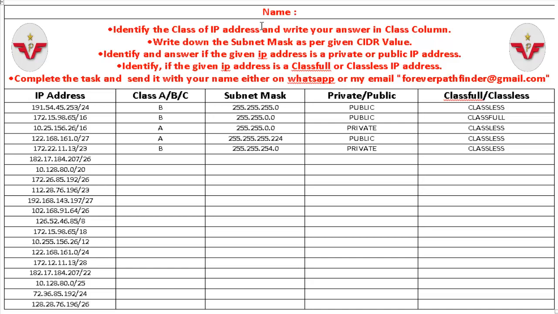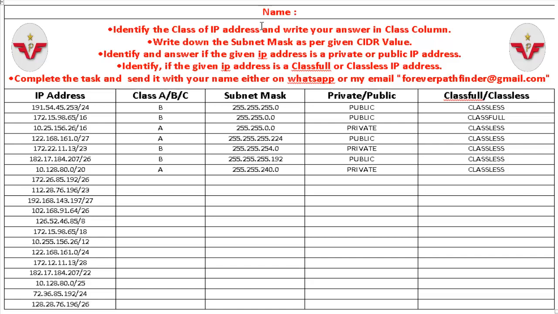Now come to the next question. 182, class B. 26 bits, 255.255.255.192. Is it private or public? Public. And is it classful or classless? Classless. 10 means class A. 20 bits, 255.240.0. Private, and classless.